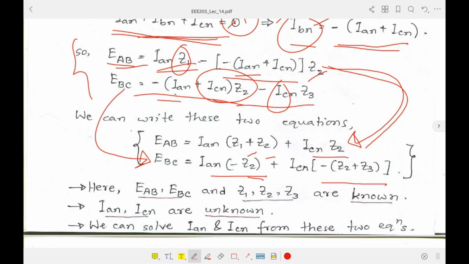Now we have just two equations and two unknowns. What are the two unknowns? One is IAN and the other is ICN. If we consider the line voltages are given and also the impedances are given, then obviously these two currents are the unknown quantities.